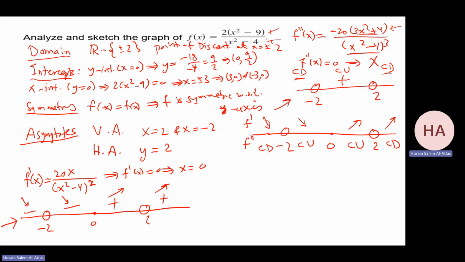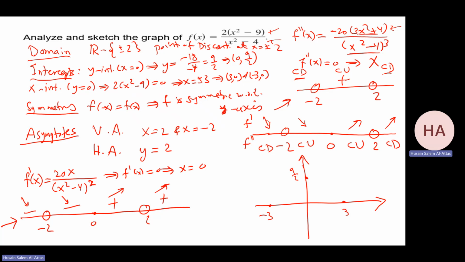Okay, now we'll try to graph the function or assess the curve. We'll put the things. Y-intercept: 0 and 9 over 2. This is 9 over 2. x-intercepts: minus 3 and 0, and 3 and 0. Yeah, they're almost the same.